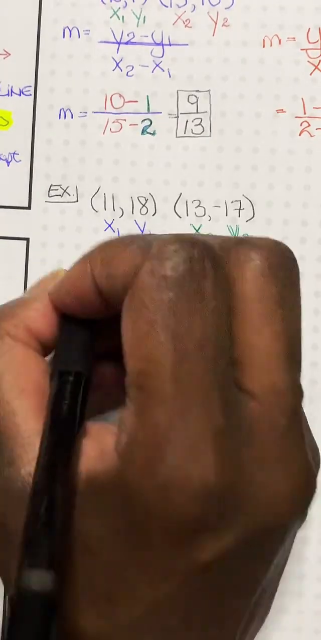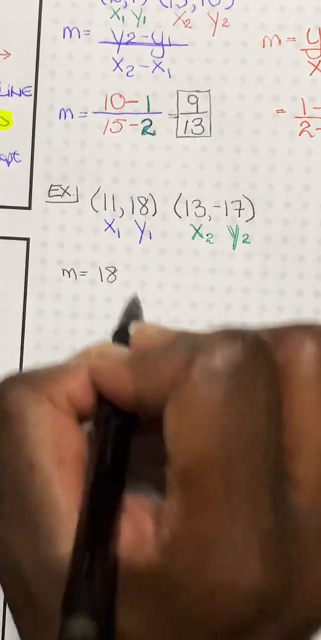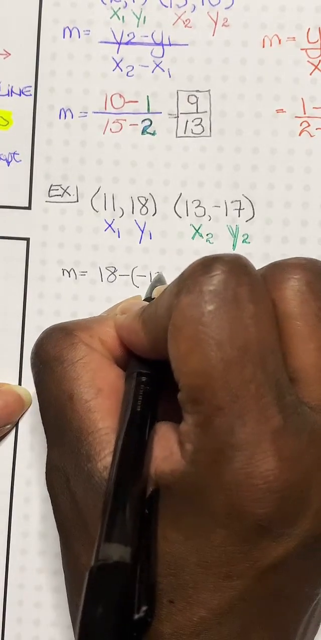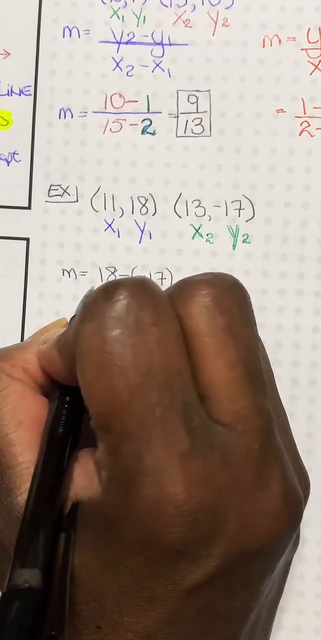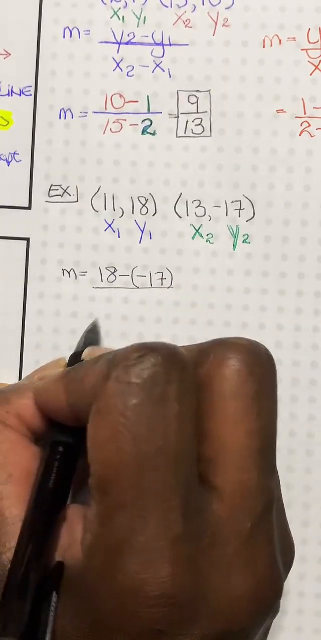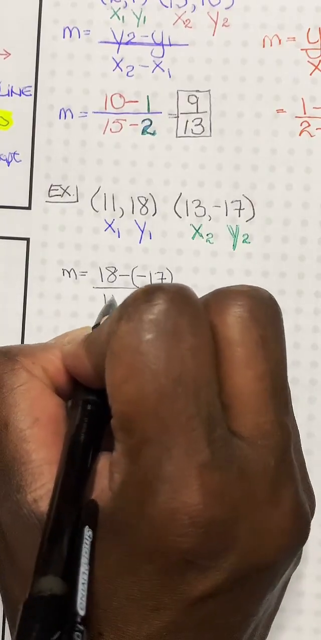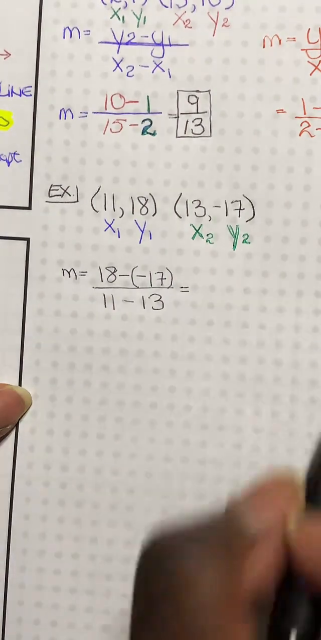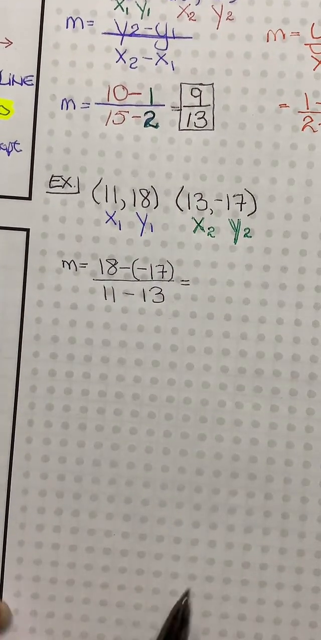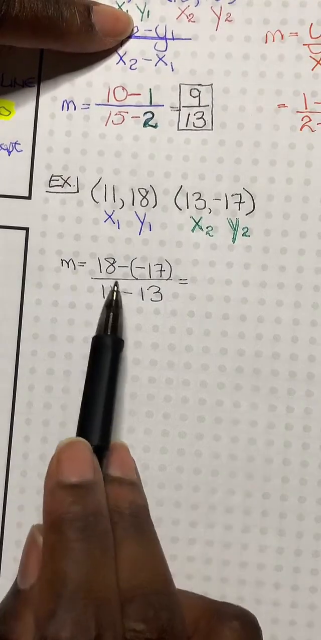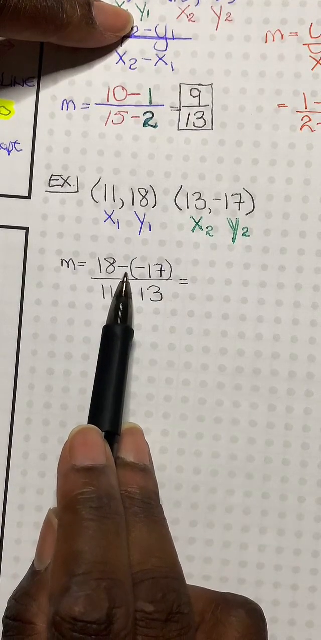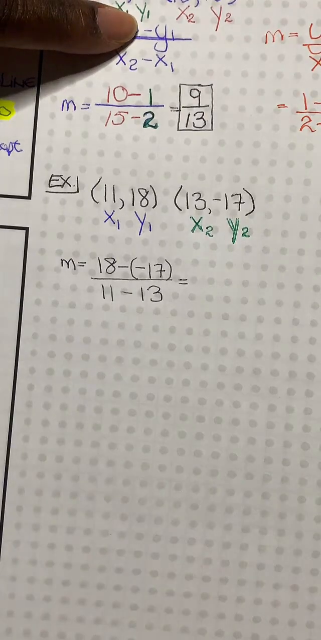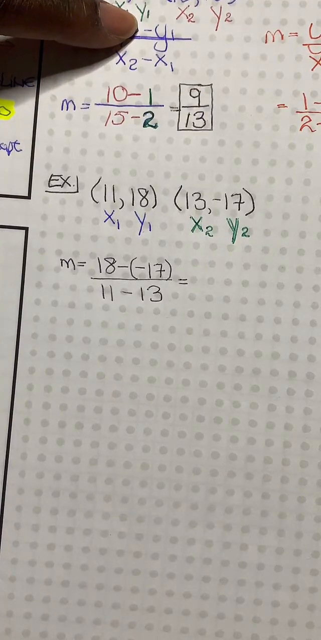So I have my y1, which is 18, minus my y sub 2, which is a negative 17. Then we have our 11 minus our 13. When we substitute for that y1, our original formula is going to be subtraction. So when you substitute, you're only substituting for the y's or the x's, not the signs as well.